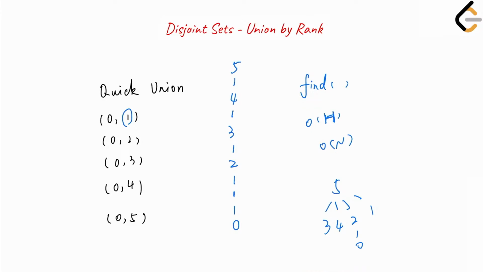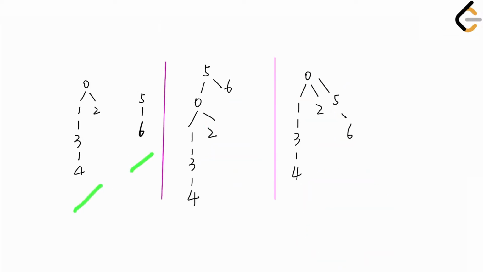So is there another way to balance the tree? Of course. Let's say that we have two trees here, and I want to connect nodes 1 and 6.